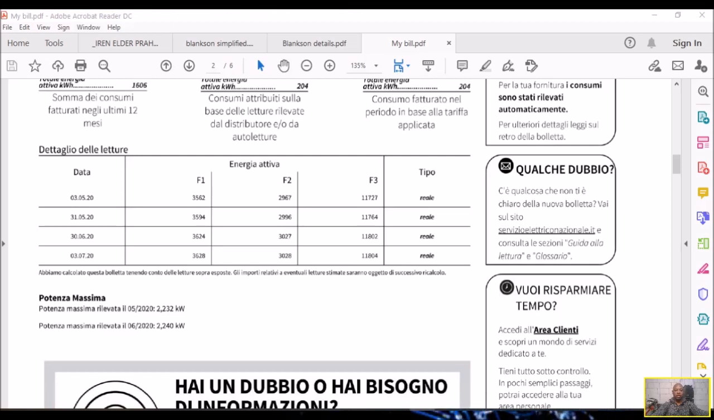And here they are also telling you that the maximum power you used within these 2 months is 2.2. Remember that you have 3 kilowatts and you have available up to 3.3 kilowatts.